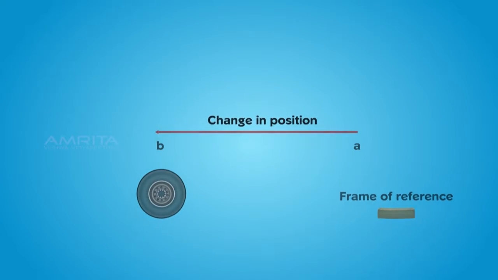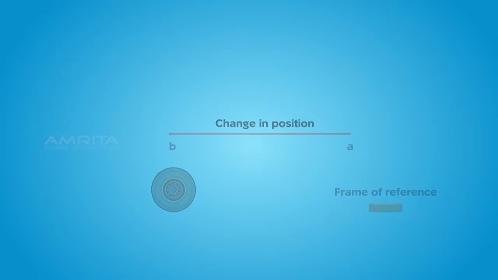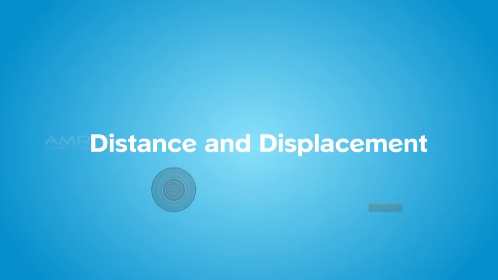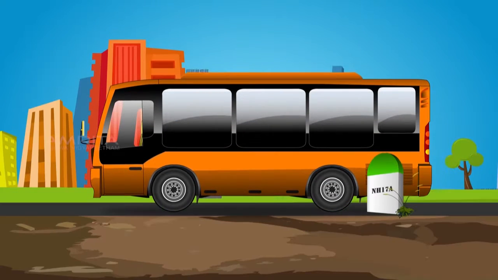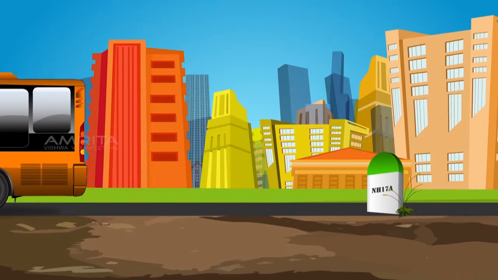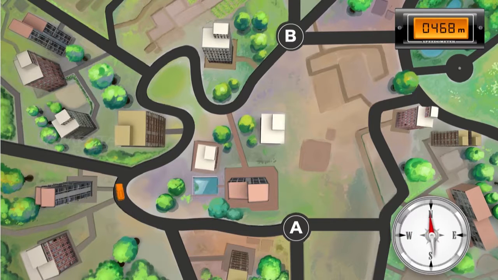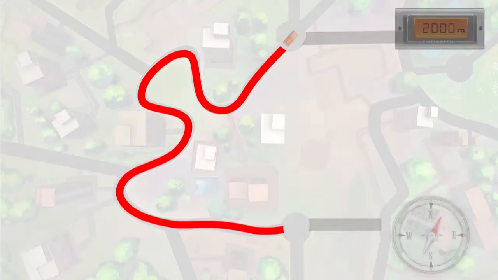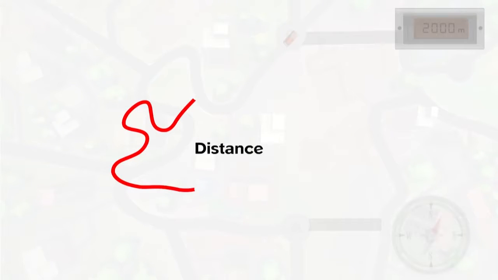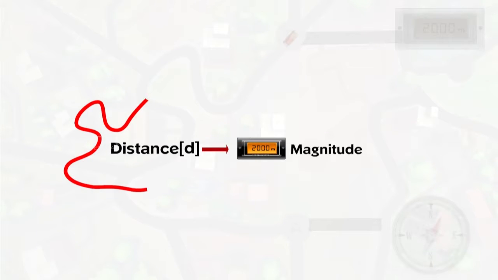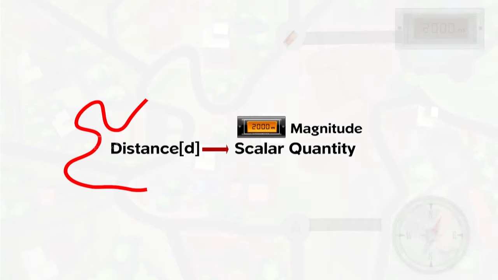So far, we've discussed motion and frame of reference. Let's now understand the meaning of distance and displacement. A bus moves from destination A to destination B. In its course, it changes its direction constantly and reaches destination B. In the process, the bus has covered a distance of 2000 meters. The length of the path covered is called distance d travelled. Here the moving body has only magnitude, no direction, and hence distance is a scalar quantity.